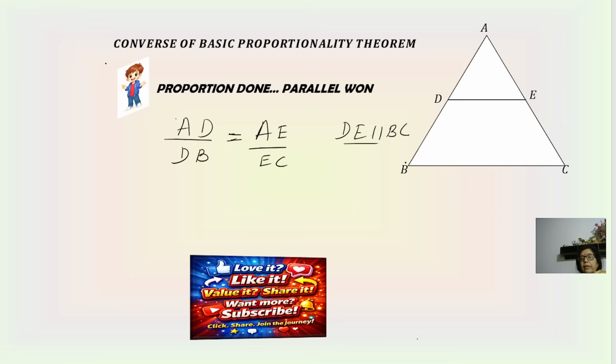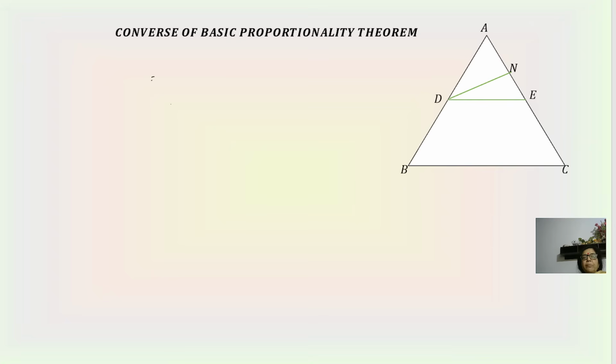Here we can take any triangle. It is not mandatory that you have to take a particular type of triangle. It can be equilateral, isosceles, scalene, any type of triangle. And this line can also be drawn intersecting any two sides of the triangle. Let's see how we can prove this theorem.